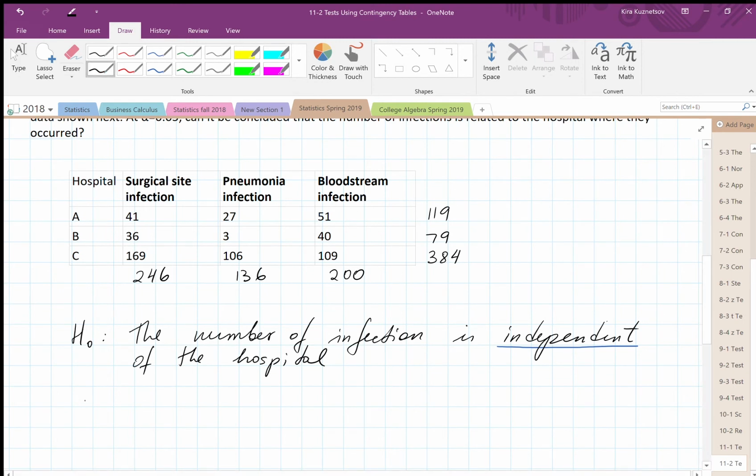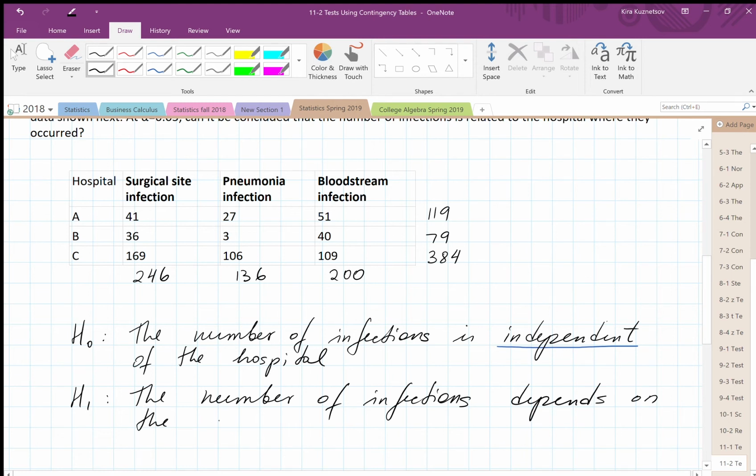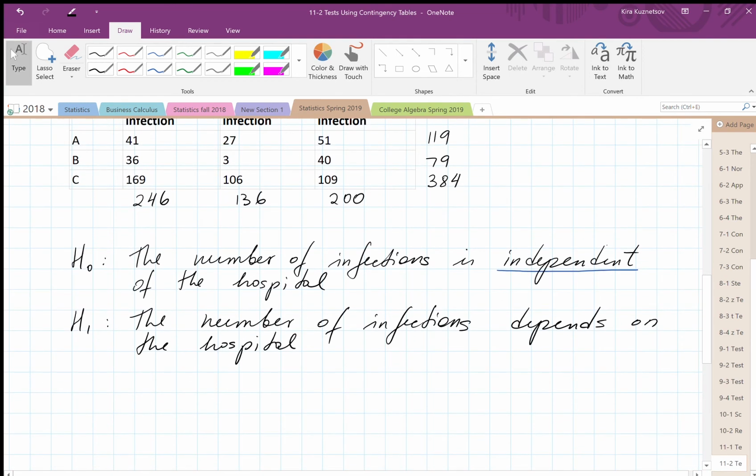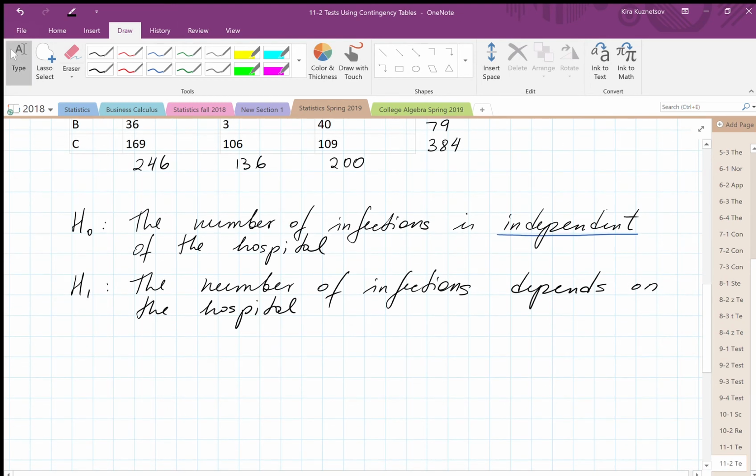And the alternative hypothesis, you would rephrase exactly the same thing using the word dependent. So the number of infections, there's an S right there. Infections depends on the hospital. So that's my null and alternative hypothesis.